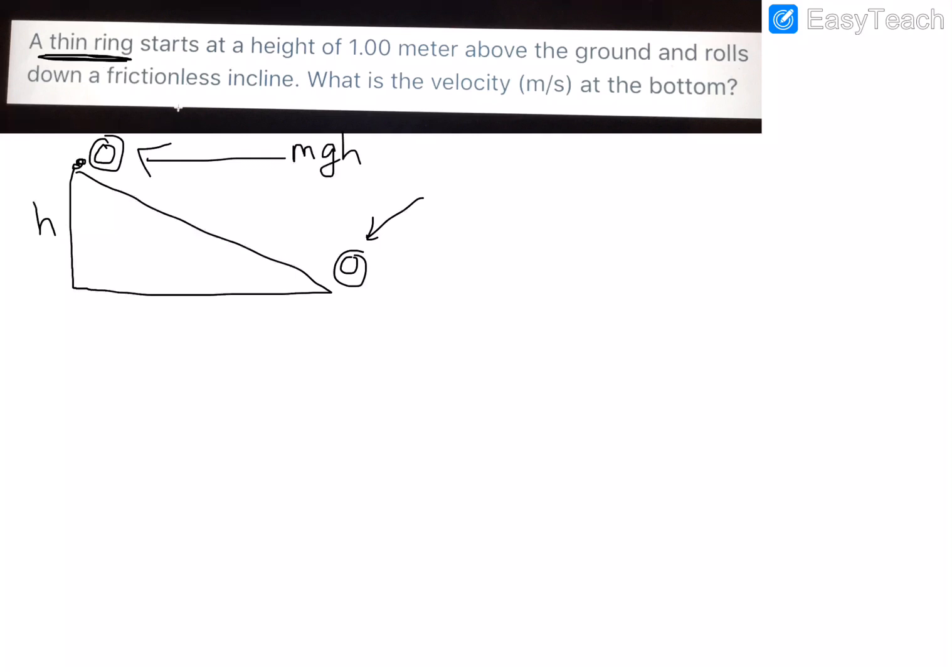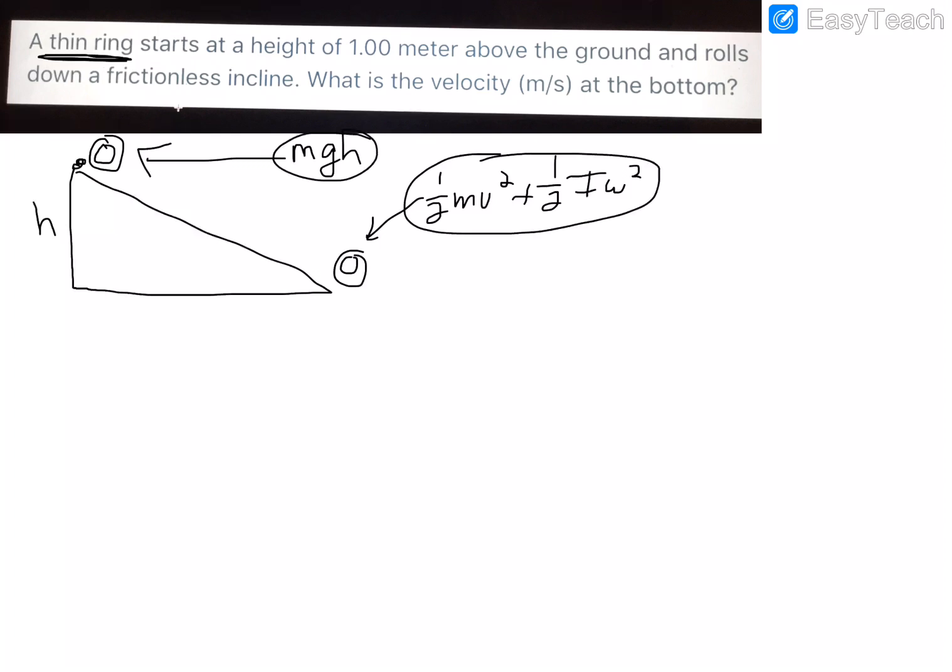So that's pretty easy. At the bottom, it's all kinetic, but there are two kinds of kinetic: linear kinetic and rotational kinetic. Linear kinetic is 1/2 mv squared, and rotational kinetic is 1/2 I omega squared. So this at the bottom needs to equal this at the top. You're going to do this for every derivation of something rolling down a ramp. So I start the derivation like this: mgh equals 1/2 mv squared plus 1/2 I omega squared.